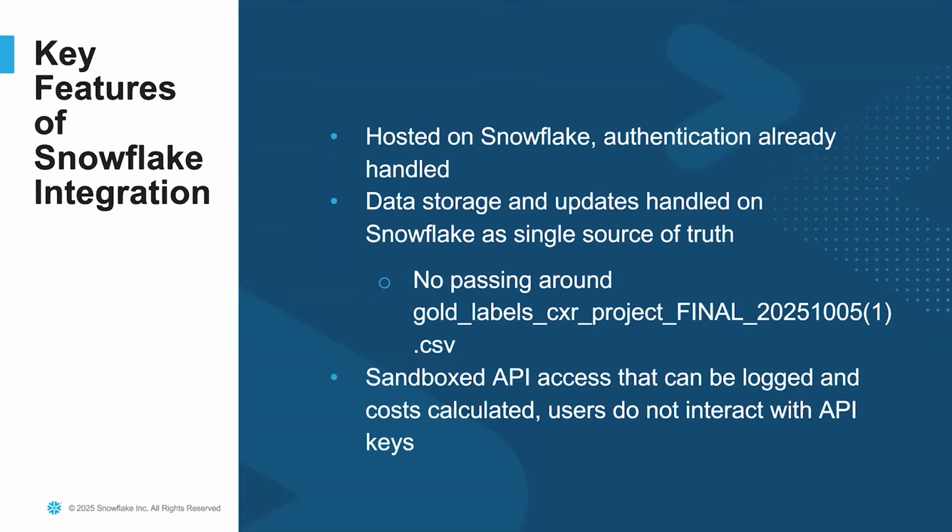So the big thing this means is that if you make updates to what the gold label is for a certain study or for a certain label, it's automatically updated, and users who are using the program automatically get updated with the most recent label. So there's no more passing around CSVs with the most up-to-date labels. This makes it so that it's all hosted on Snowflake and it's all up to date.